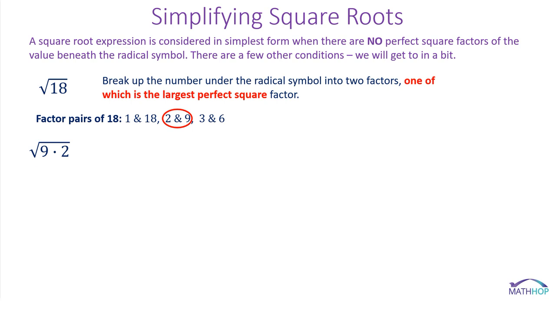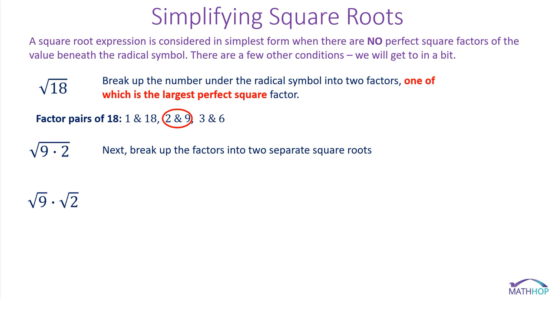So I'm going to rewrite 18 as 9 times 2. I haven't done anything here. I've just rewritten it. 9 times 2 is equal to 18. So now I'm going to break them up into two separate square roots or two separate radicals. Why did I do that? Well, because the square root of 9 is actually a whole number. And that's what I'm trying to get at.